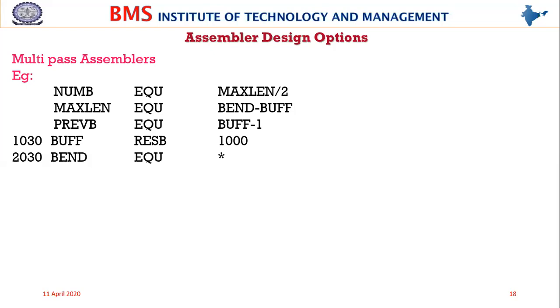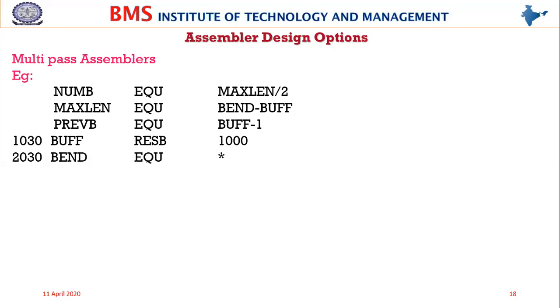PREVB, that's one symbol that the user has defined, which is equal to buffer minus 1. And later, buffer has its own declaration. Buffer reserve by 1000. We are reserving 1000 bytes for buffer, which is at the address 1030, given by pass one of the assembly.